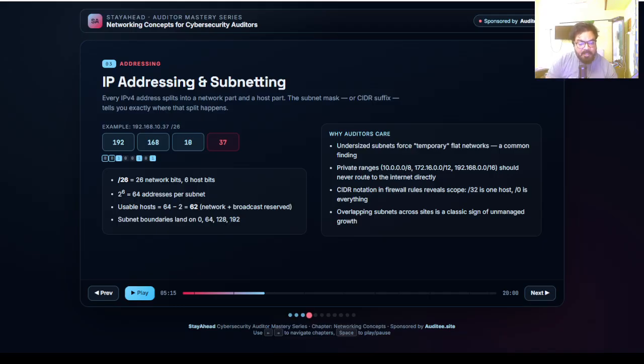Why does this matter in field work? Undersized subnets force teams into temporary flat networks that never get fixed. A very common finding: private address ranges 10.0.0.0/8, 172.16.0.0/12, and 192.168.0.0/16 should never directly route to the internet. If you see that in a routing table, flag it immediately. CIDR notation in firewall rules reveals scope at a glance. A /32 is exactly one host, while a /0 means literally everything. Overlapping subnets across different sites is a classic symptom of network growth that outpaced documentation.